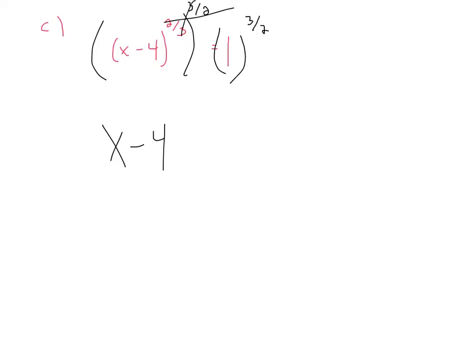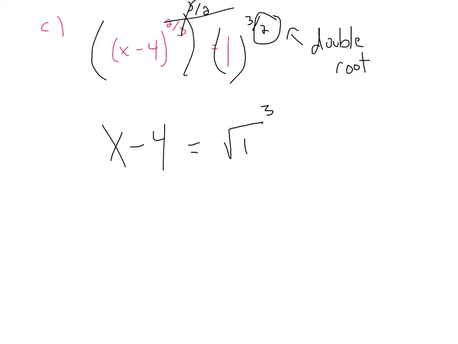Now, 2's cancel, 3's cancel. 1 to any power is easy because it's just 1. Easy. Oh, but wait a minute. I lied to you. Think about what this means. This really means the square root of 1 cubed. Uh-oh. Tricky, tricky. Guys, when you have a square root, you potentially have a double root. Uh-oh.